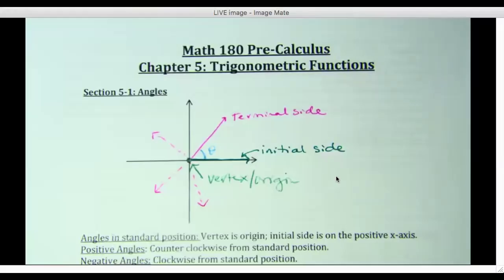All right, so this is chapter 5, and in chapter 5, chapter 6, and chapter 7, we are going to be looking at trig functions. So lots of sine, cosine, tangent, cosecant, secant, and cotangent. We will start out just kind of refamiliarizing ourselves with hopefully what you've learned in a trig class already.